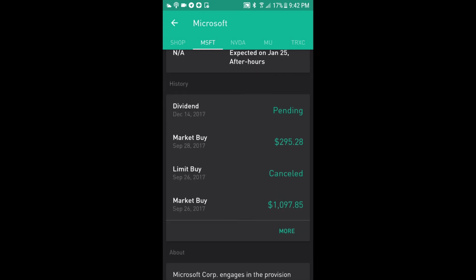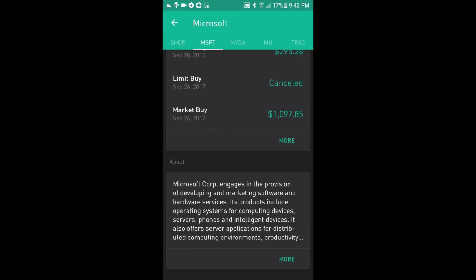The next section we have right here is history. This shows you the history that you have with that certain stock. It shows you what you've bought, what you've tried to buy. We'll go more into that in the future. But it shows you everything that you've done with this certain stock. The last section is the about section. This just gives you a little summary of what the company does. It might give you an idea that you might want to invest in that company, but you should not base your investment decisions on the about section in Robinhood.